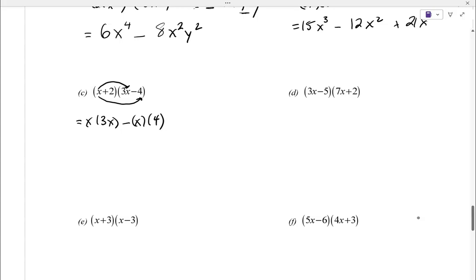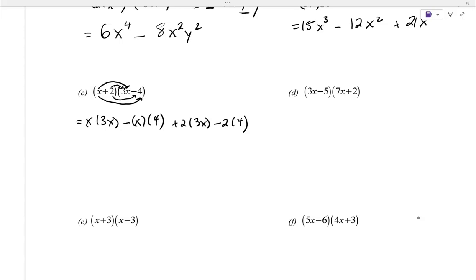What else has to happen? Yeah, they got to take the 2 times the 3x and the 2 times the negative 4. Right? I got to do all of them. And again, that's why we called that FOIL. Remember we used the word FOIL last time? You don't have to remember the word. It's just a little bit of a helpful thing to remind you of what the multiplications you have to do.